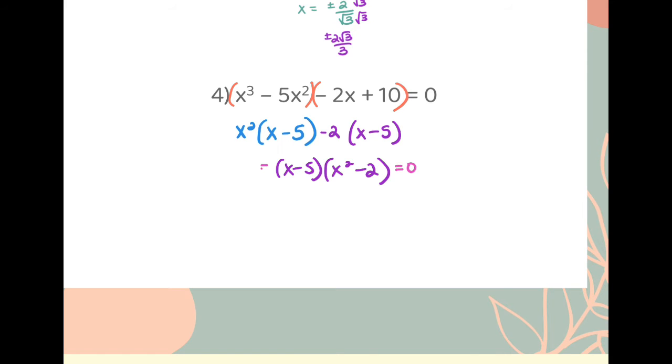Split and solve here. x would equal 5. x squared would equal 2. Square root, plus and minus, and x equals plus and minus the square root of 2. So my 3 answers are plus and minus square root 2 and 5.